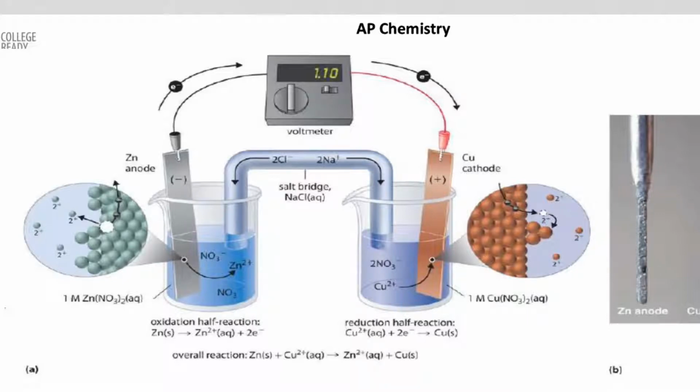So we need these extra negatives to flow from the salt bridge and be attracted to the zinc 2 plus ions. They're not going to form precipitate or anything. They're just going to enter that solution. That allows the electrons to leave. So what's happening in the cathode compartment?